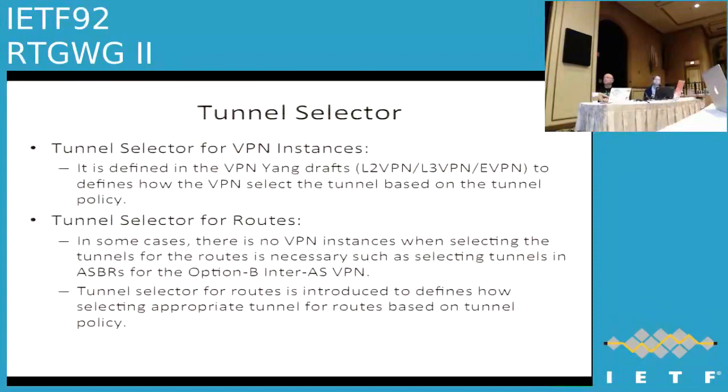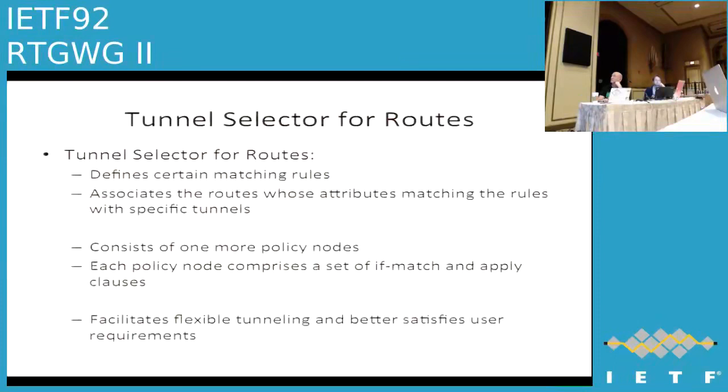So here, this tunnel selector for the routes is introduced to define how to select the appropriate tunnel for the VPN route. Okay, next slide. So this is a tunnel selector for the routes. I think this tunnel selector is similar to the route policy defined in the previous presentation. So here it also has some matching rules. The matching rules have the if-match clause and also the apply clause. Apply clause is just to apply the tunnel policy. So based on the match filter, it applies the tunnel policy, so it can select the appropriate route based on the tunnel policy for filtering the route.